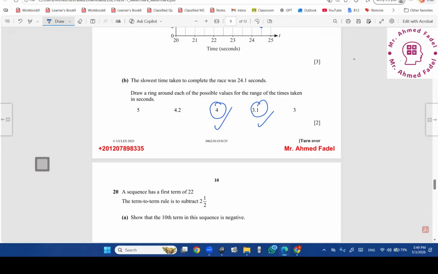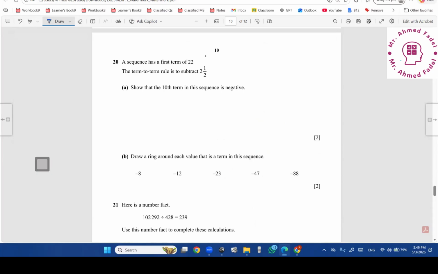Next. A sequence has a first term of 22. The term-to-term rule is to subtract 2.5. Show that the 10th term in this sequence is negative. Mister, it is negative because I must first find the nth term. Nth term. How can I do it, mister?